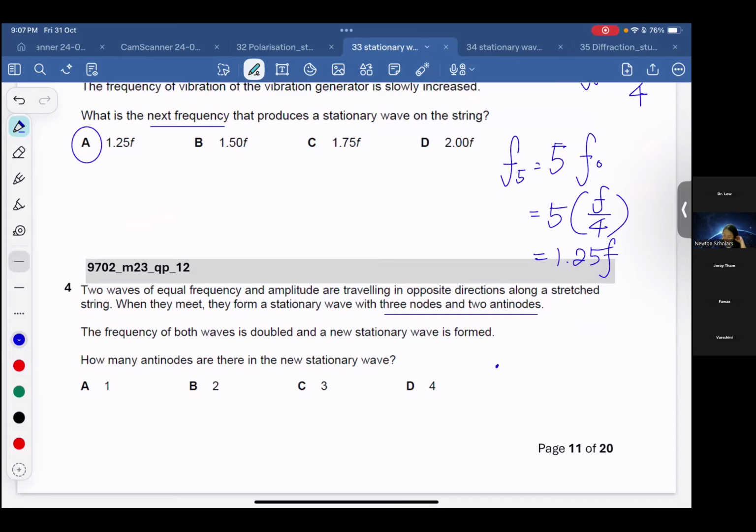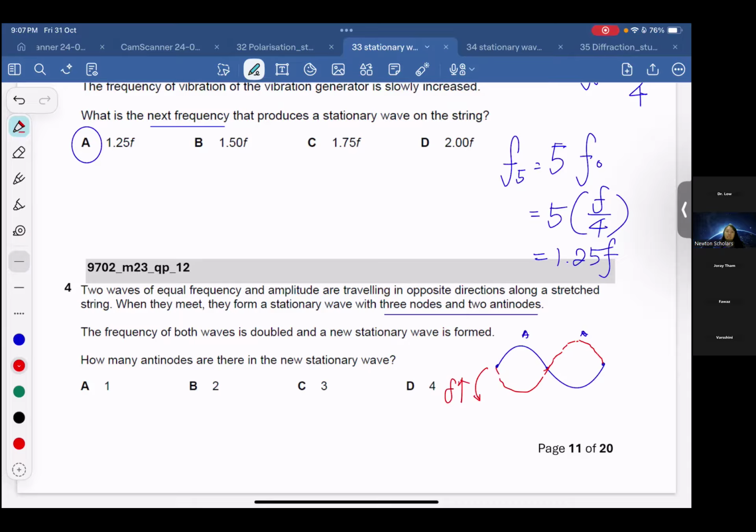3 nodes, 1, 2, 3, and 2 antinodes. So that means your pattern will be like this, right? This is the reflected. Something like this, okay? Then they tell you that the frequency is doubled.